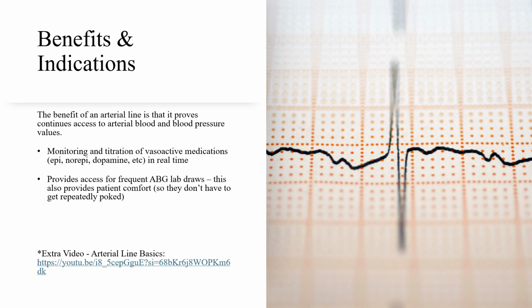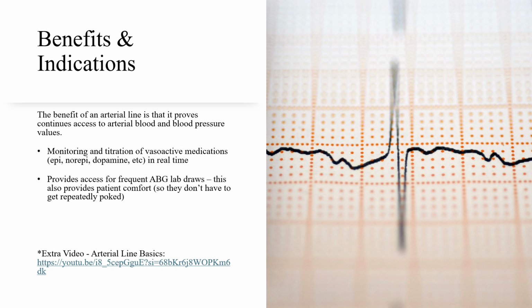When we talk about benefits and indications for an arterial line, this is going to provide continuous access to arterial blood and blood pressure values for us. So when we have a patient that's on a vasoactive medication like epi, norepi, dobutamine, dopamine, etc., it's going to allow us to do that monitoring and titration in real time. And that's extremely helpful for us because it's giving us up-to-date, real-time blood pressure readings.